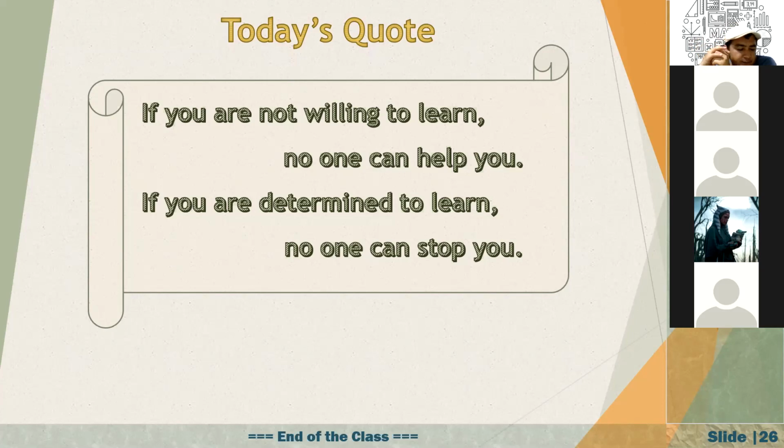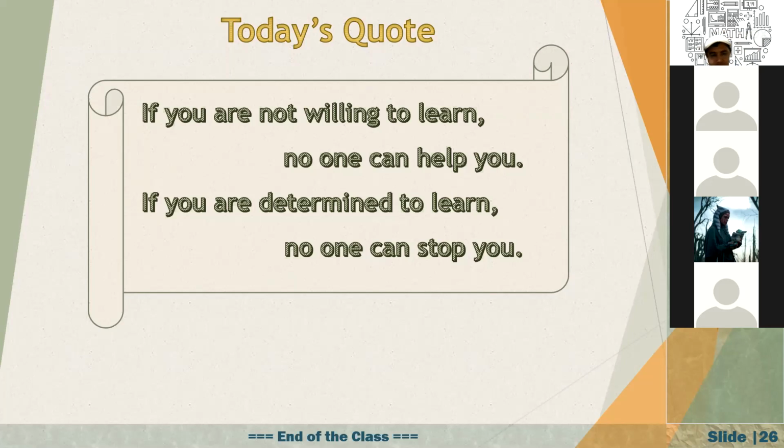Yes. Okay, good. Adilhan, can you read this quote and we will finish this part and we'll talk about speed. If you are not willing to learn, no one can help you. If you are determined to learn, no one can stop you. So Adilhan, what do you understand from this quote? Is it related to you or not? I don't know. You don't know? You didn't understand anything?